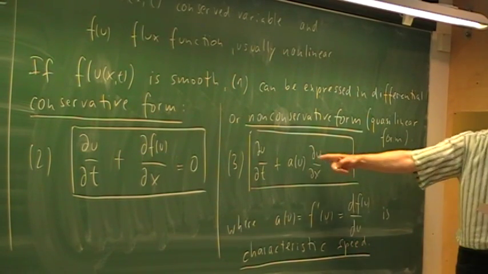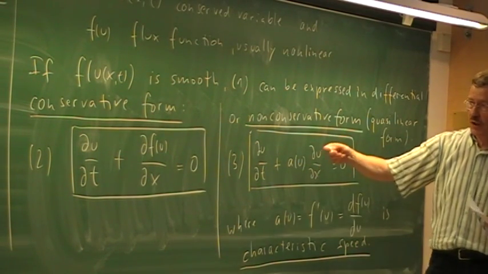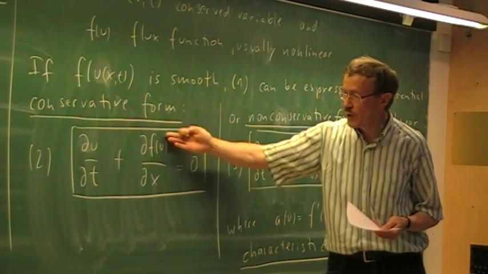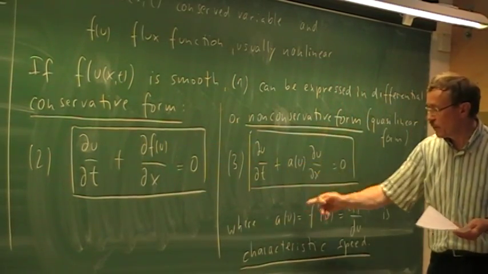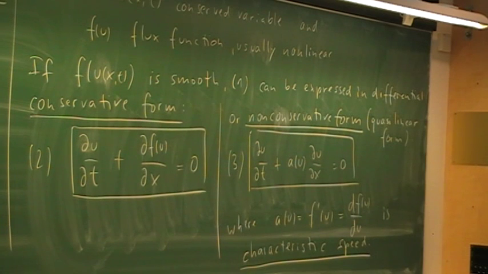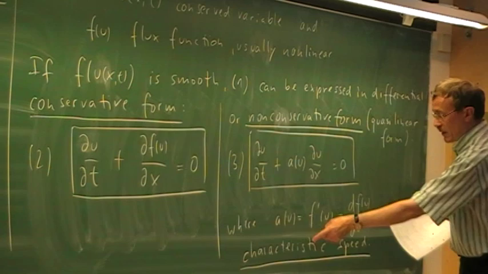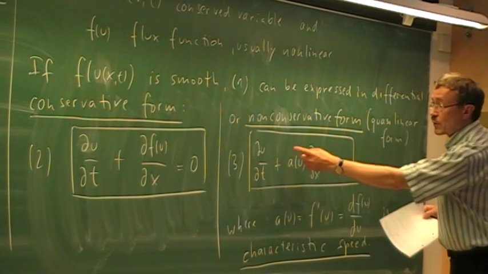So this is the f prime of u. That is the chain rule: f'(u) du/dx. And this a of u is this. So that tells us that we also have here a propagation problem, but the propagation velocity a of u is not constant in general. We have a nonlinear problem, then this propagation speed, that is the characteristic speed, depends on the solution.